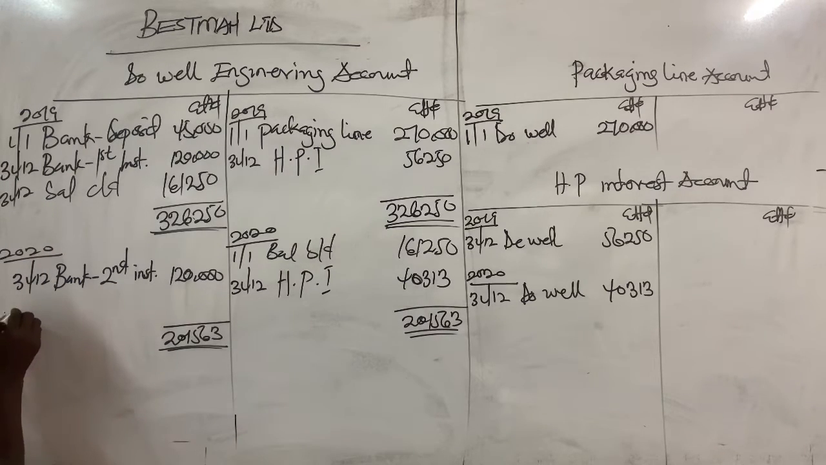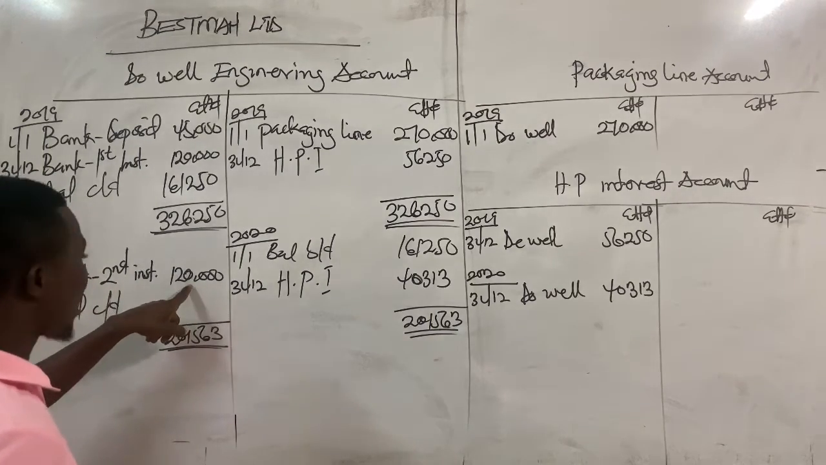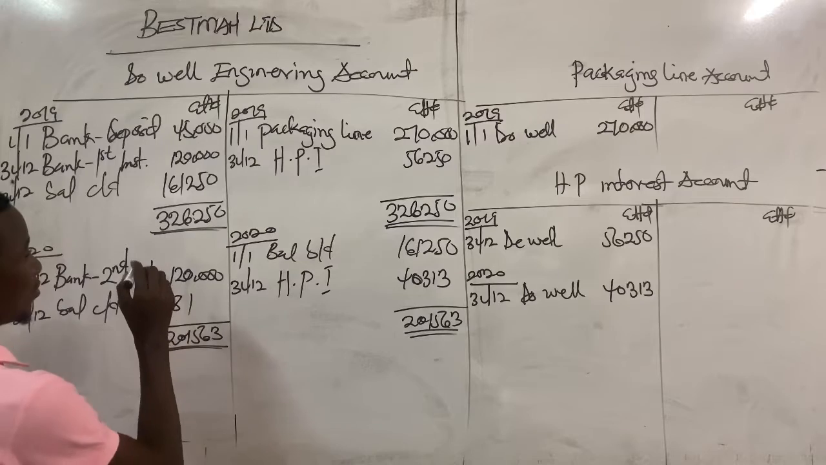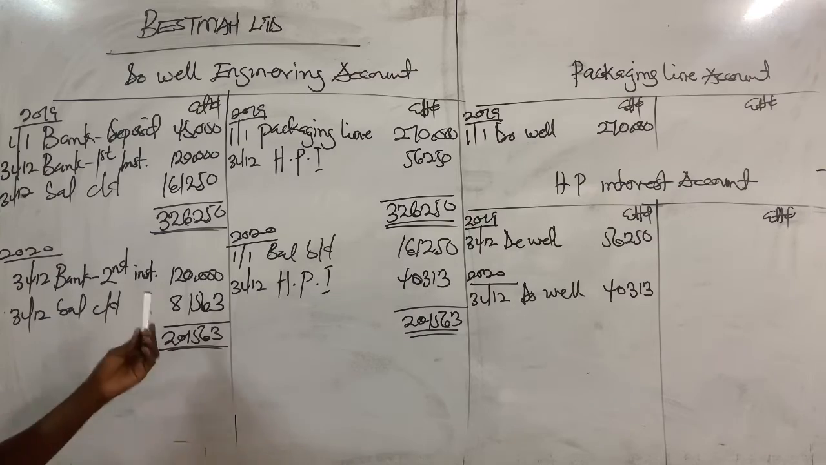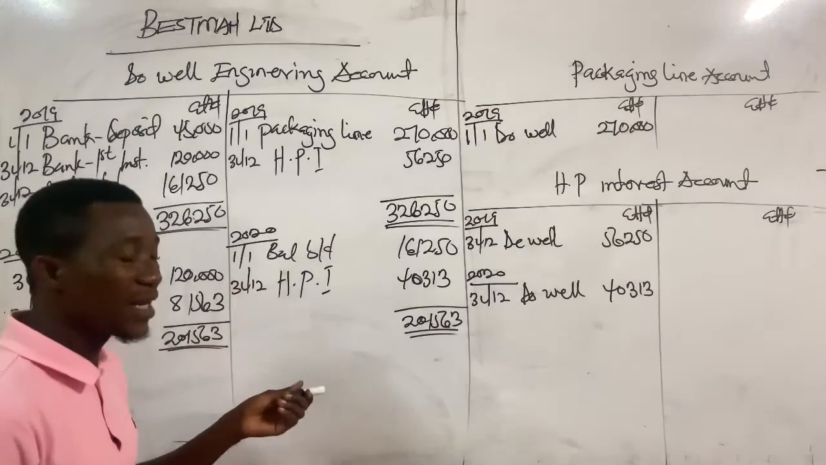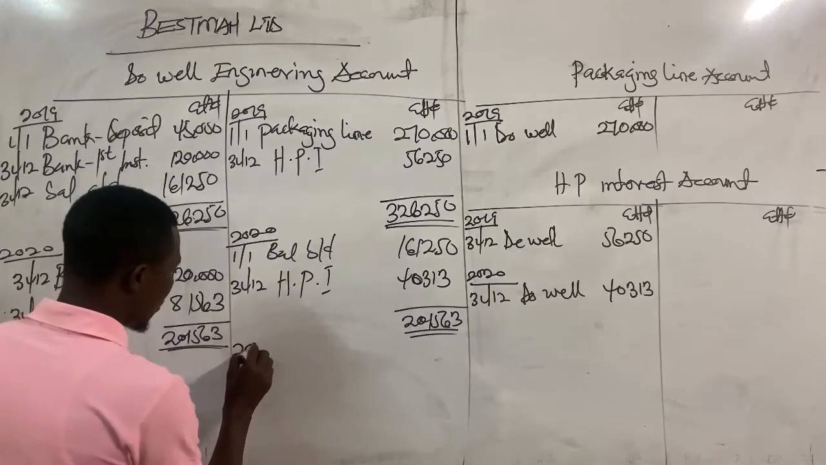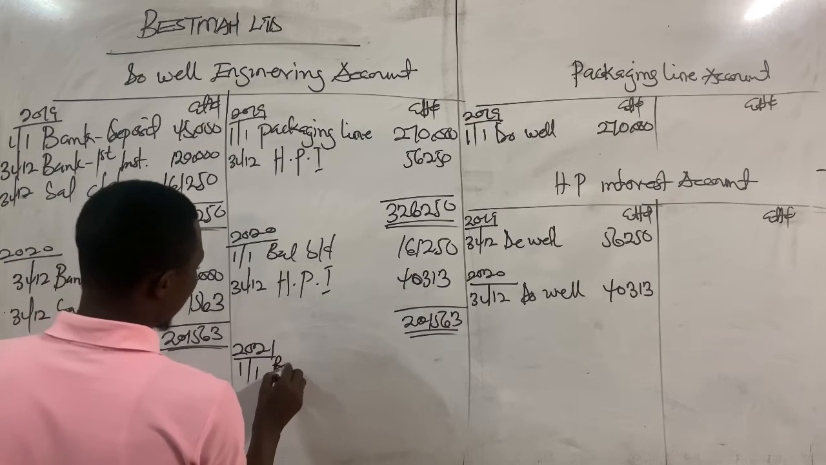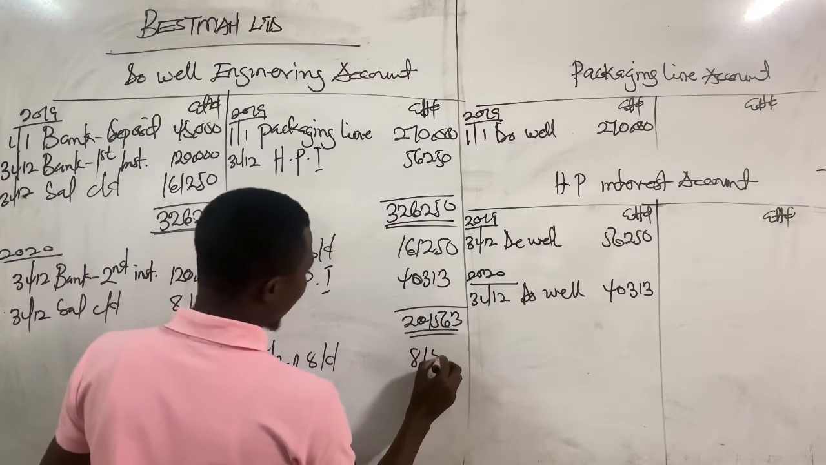So as at 31st December, the balance carried down will be the difference between this second installment and the total. That is going to give us 81,563. Is that okay? And this carry down for 2020 becomes the opening balance for 2021. So we come to 2021, 1st January, we will have the balance brought down, and the amount is 81,563.